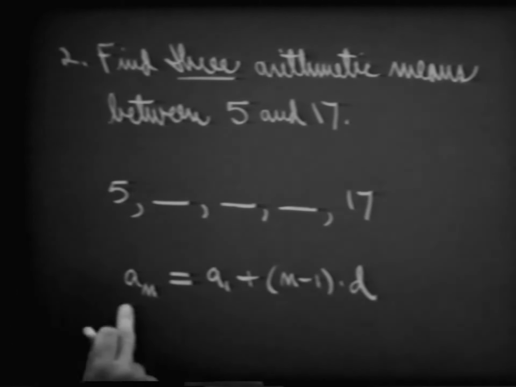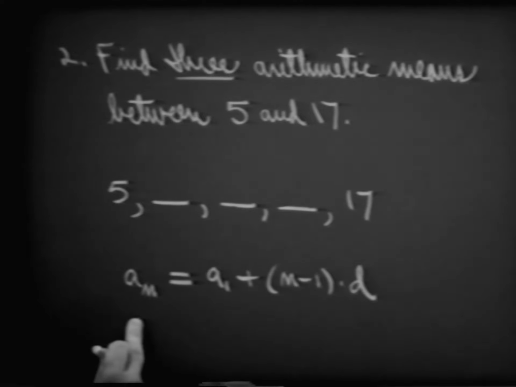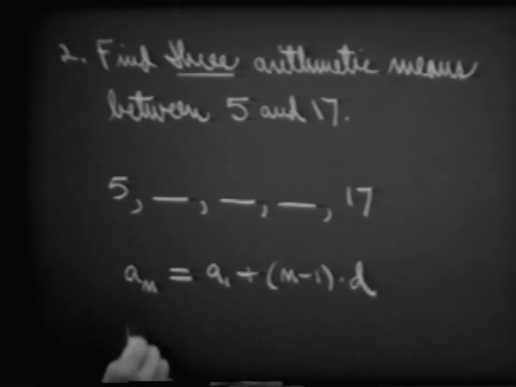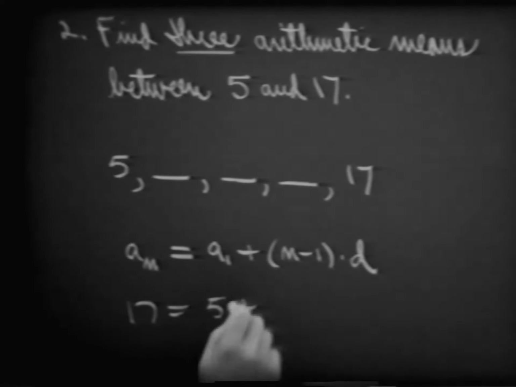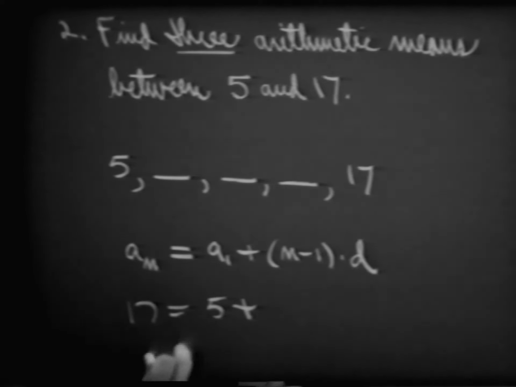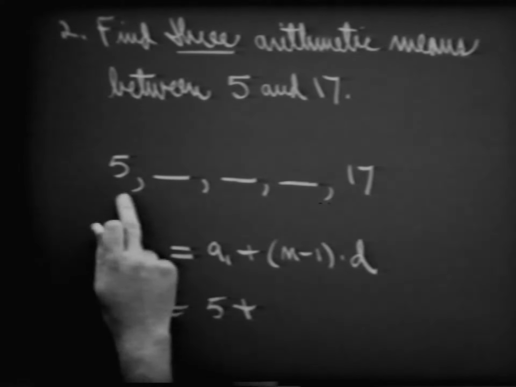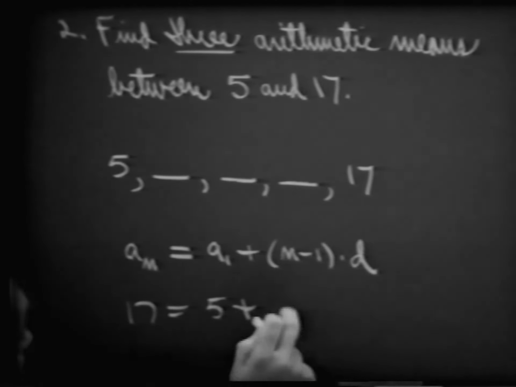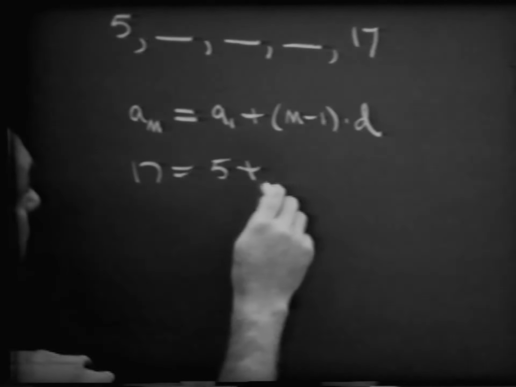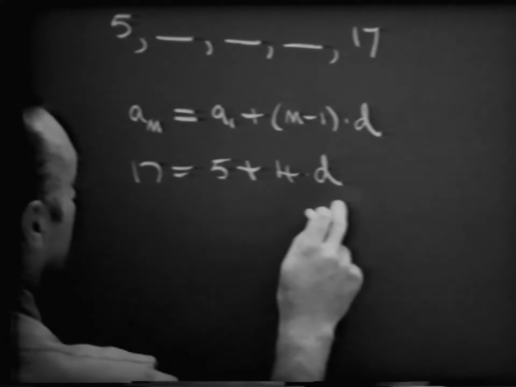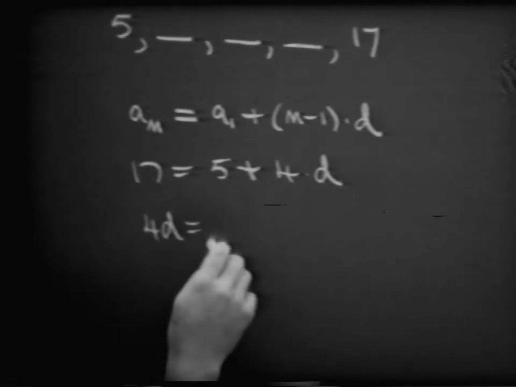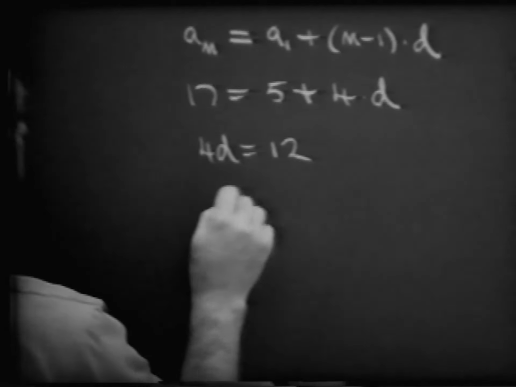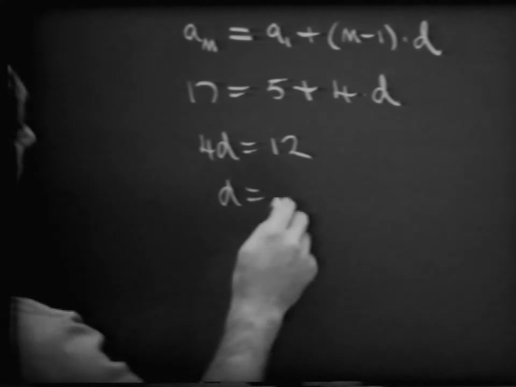Is that right? What then is a sub n? What element is that? What number is that? 17 is equal to a sub 1, which is 5, plus, and now how many elements do we have here? How many terms are there? 1, 2, 3, 4, 5 terms that we're looking at, so n minus 1 must be 4, times d, okay? Therefore, 4d must be equal to 17 minus 5, which is 12. d then must be equal to 3.